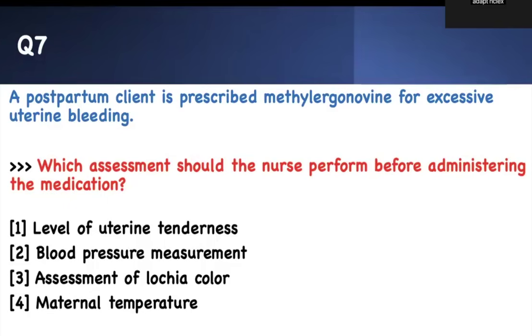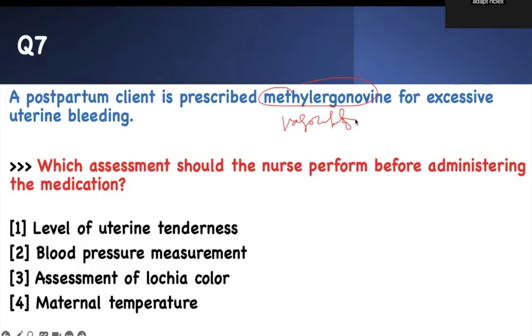Number 7, a postpartum client is prescribed methylergonovine for excessive uterine bleeding. Which assessment should the nurse perform before administering the medication? Keyword: every time you see this medication, I know you know what to say. This causes vasoconstriction. Therefore, any condition that worsens with vasoconstriction, like stroke, you should not take it. Heart problem, you should not take it. Hypertension, you should not take it. Therefore, what assessment would you do?